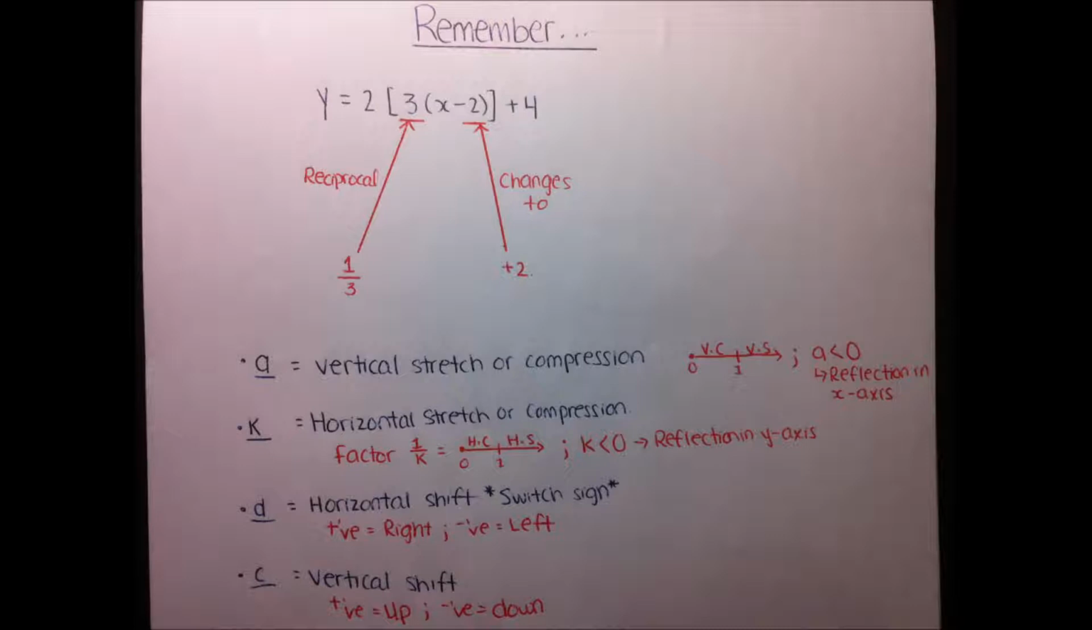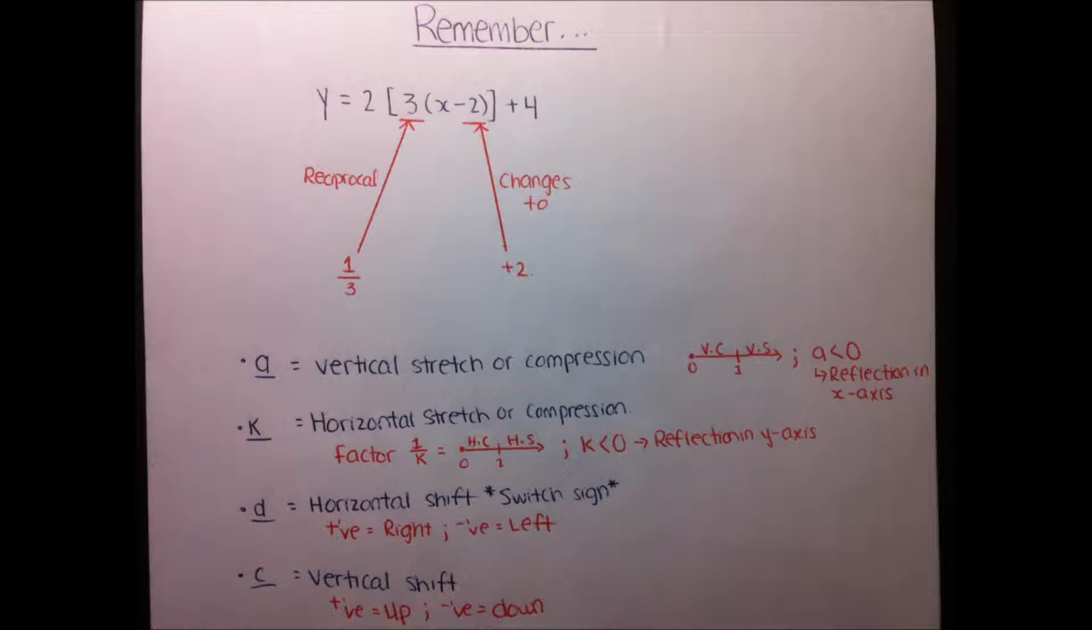For a summary of what the variables mean. A is a vertical stretch or compression. To determine if it's a stretch or compression, you need to remember that if the value of A is less than 1, it's a vertical compression, and if it's greater than 1, it's a vertical stretch. You also need to remember that if the value of A is less than 0, then it's a reflection in the x-axis. K is a horizontal stretch or compression.